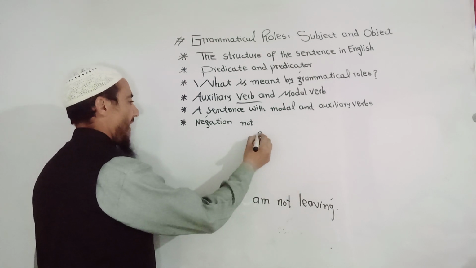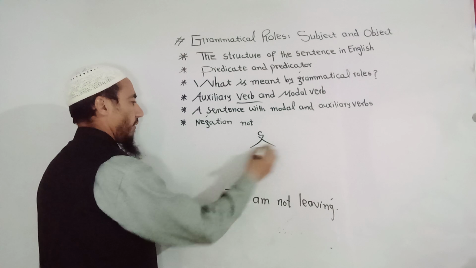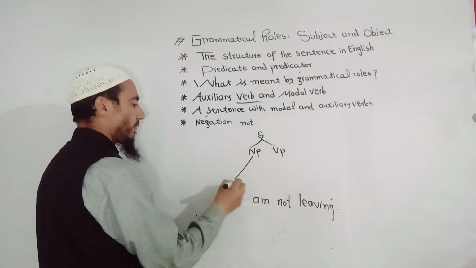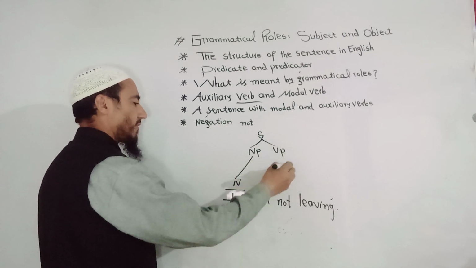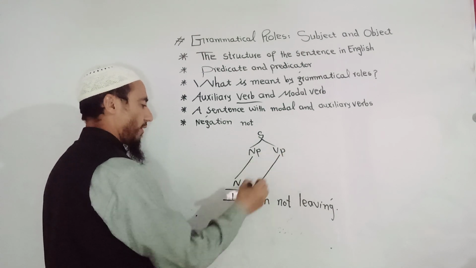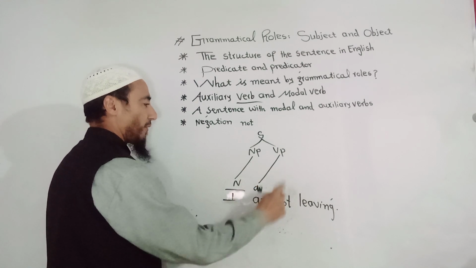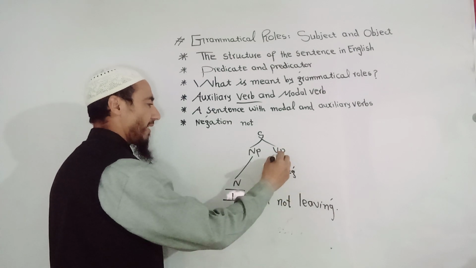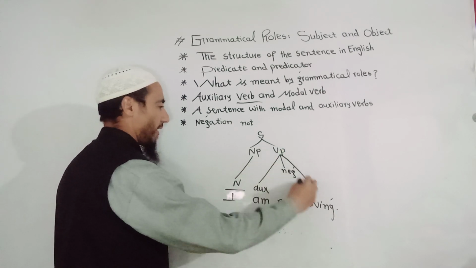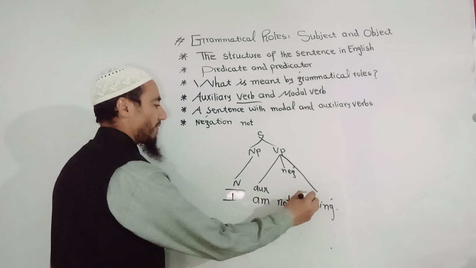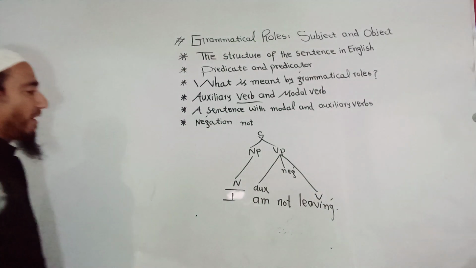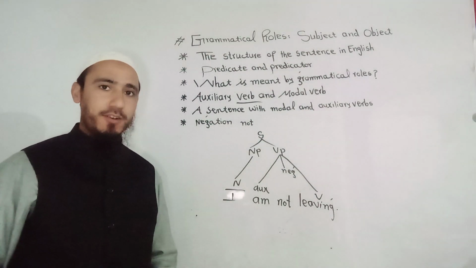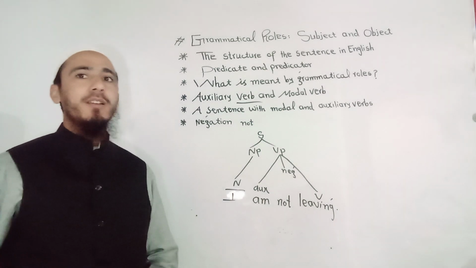We have S, that is sentence structure. We have NP and then VP. NP is "I", and we have "am", that is an auxiliary verb. And we have "not", that is negation, so we write only Neg. And after that we have "living", that is the verb. So this is the structure of negation, the complete tree diagram. Hope that this topic is clear to you.